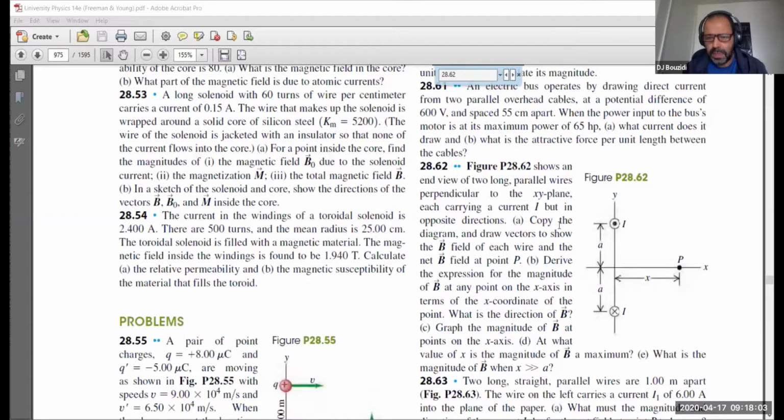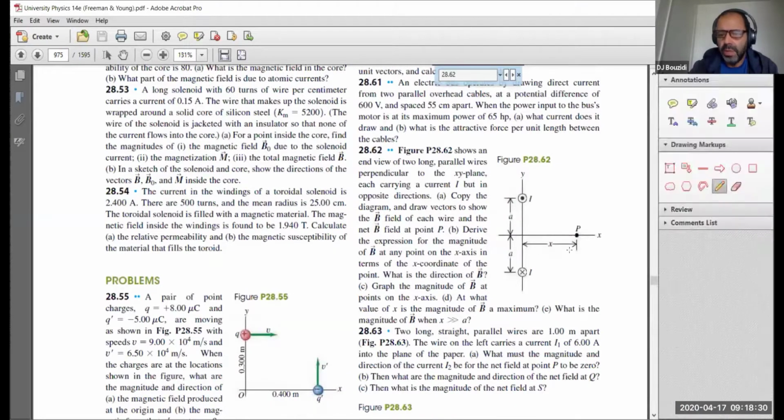So the point P basically is somewhere in the middle axis at the distance A from each current, and at distance X in the horizontal direction. So A vertically and X horizontally. Now, the B field from the top wire, the wire is coming out, so the B field now needs to curl around so that, let me get my comment tool in here so that we see the direction of it.